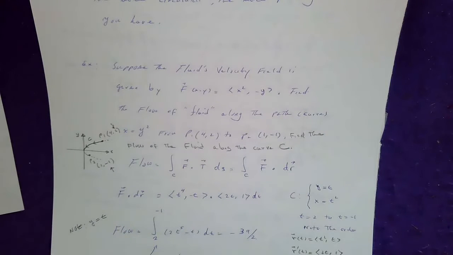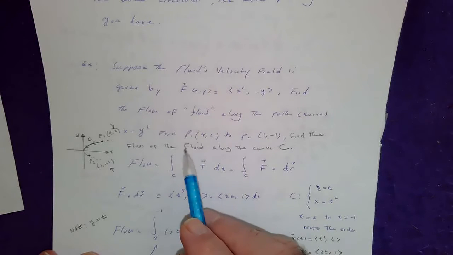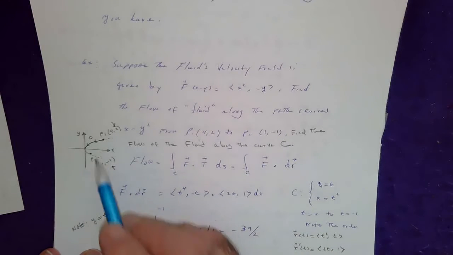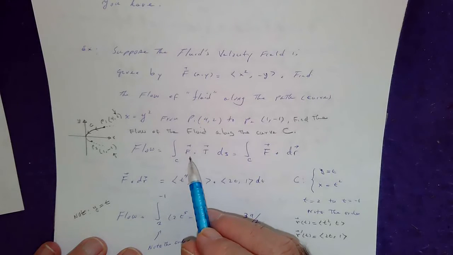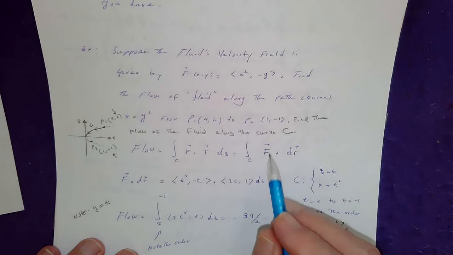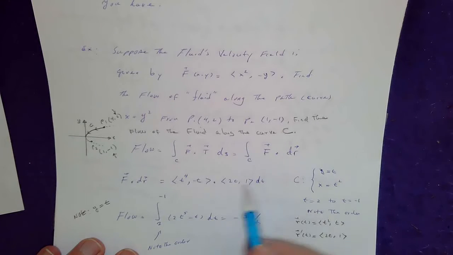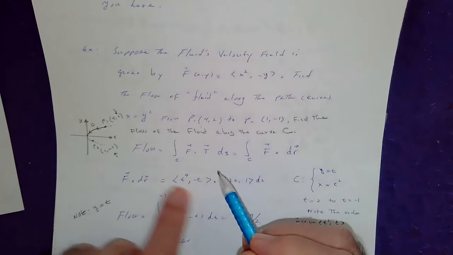So, one more example of the flow integral. Remember, the question is to find the flow of the fluid along the curve. So flow is equal to what? The line integral over the vector field times displacement, which we know is F dot dr. So what do you do immediately?